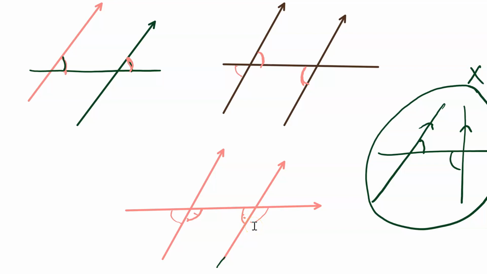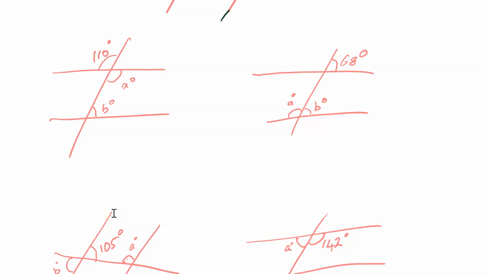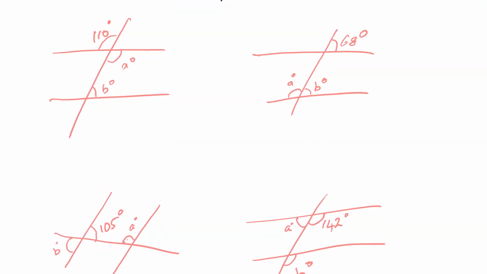Okay, so now it's time to do some examples so that it helps you to understand. Let's draw a couple of drawings here. So I have got a few questions here. Let's have a look at these ones. So the first one, two parallel lines. This is 8 degrees. We have to find A and B. Here 110 is given.